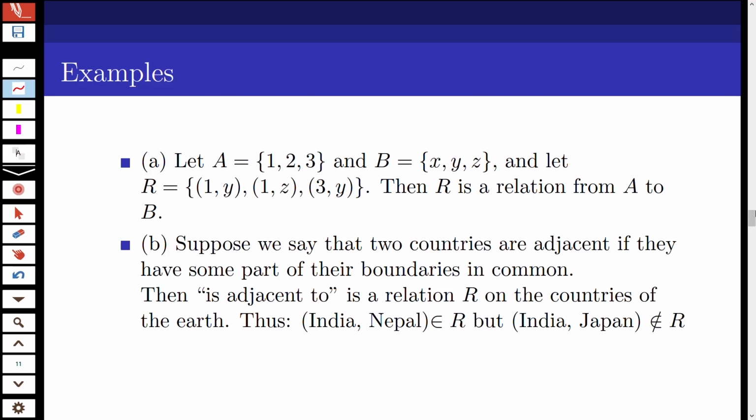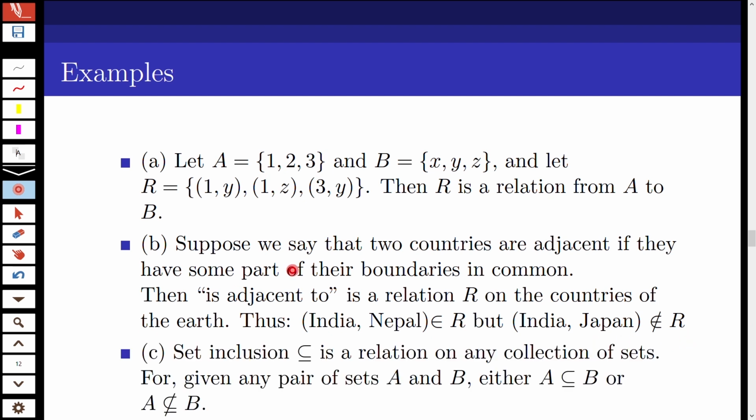Now we can write another example. First we define what is meant by "is adjacent to". Suppose we say that two countries are adjacent if they have some part of their boundaries in common. Then "is adjacent to" is a relation R on the set of countries of the earth. Thus, you can see that the ordered pair (India, Nepal) belongs to R because they share some boundary. But the ordered pair (India, Japan) does not belong to R because they are not neighboring countries.